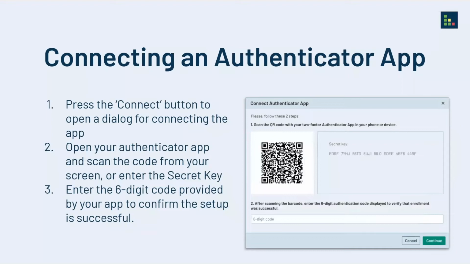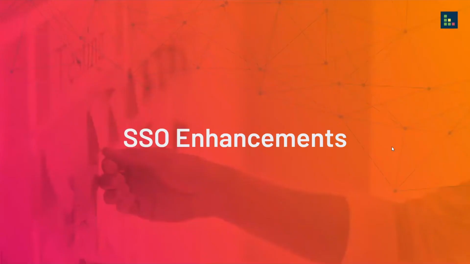Once you have configured the app, you just need to enter a 6-digit code that's provided, just to verify that the app, the algorithm, is in sync with TestRail. So that's pretty much all there is for multi-factor authentication. It provides an extra layer of security for your TestRail users and your TestRail instance.